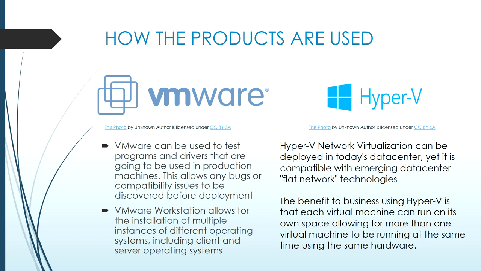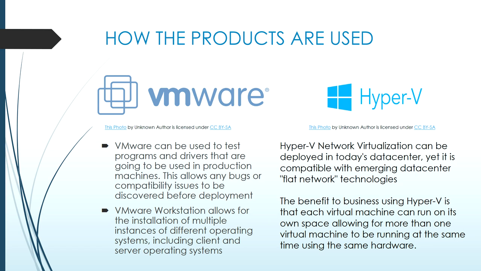VMware can be used to test programs and drivers that are going to be used in production machines. This allows any bugs or compatibility issues to be discovered before deployment. VMware Workstation allows for the installation of multiple instances of different operating systems, including client and server OSs. VMware Workstation has its limitations, including hardware support, operating system issues, and network protocol hurdles.